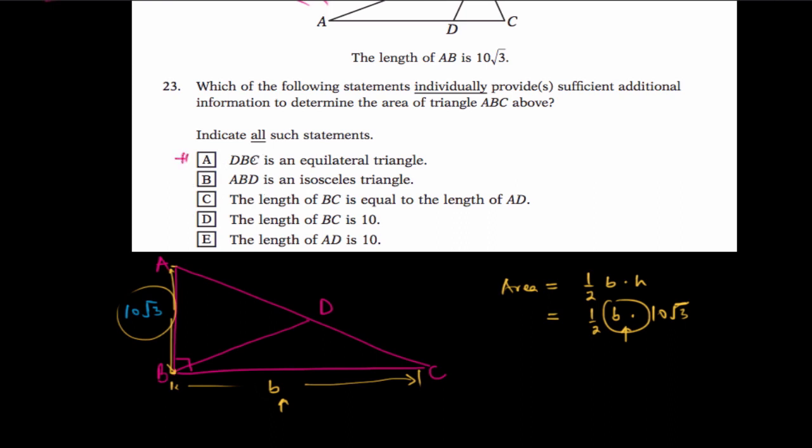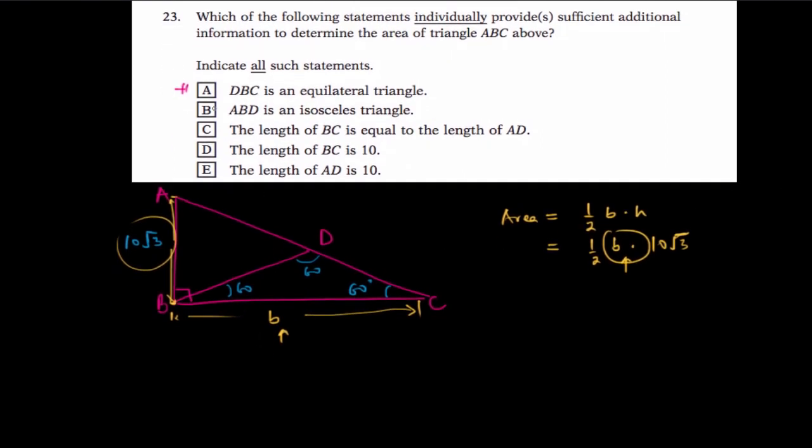Now A says DBC is an equilateral triangle. Now if DBC is an equilateral triangle, then that would imply that this angle here is going to be 60, this angle here is going to be 60, and this angle here is going to be 60 degrees. Now, the information that I got from here, is it going to help me in finding B? Let's see.